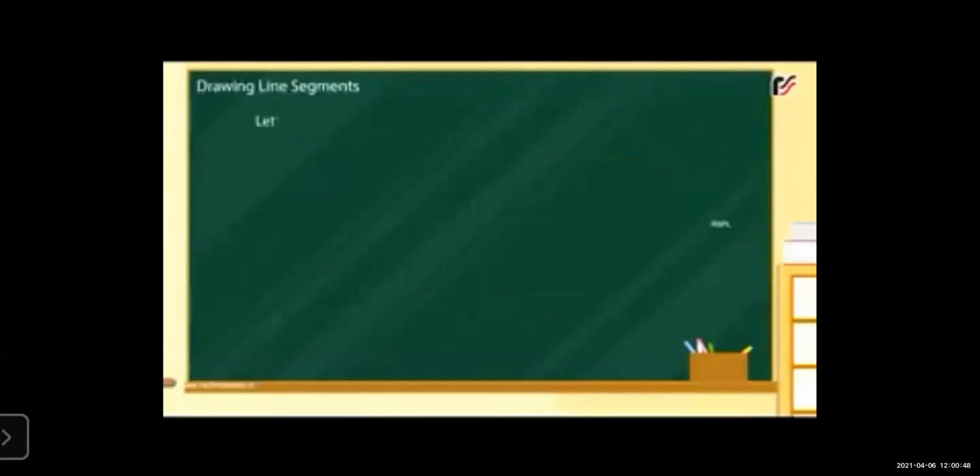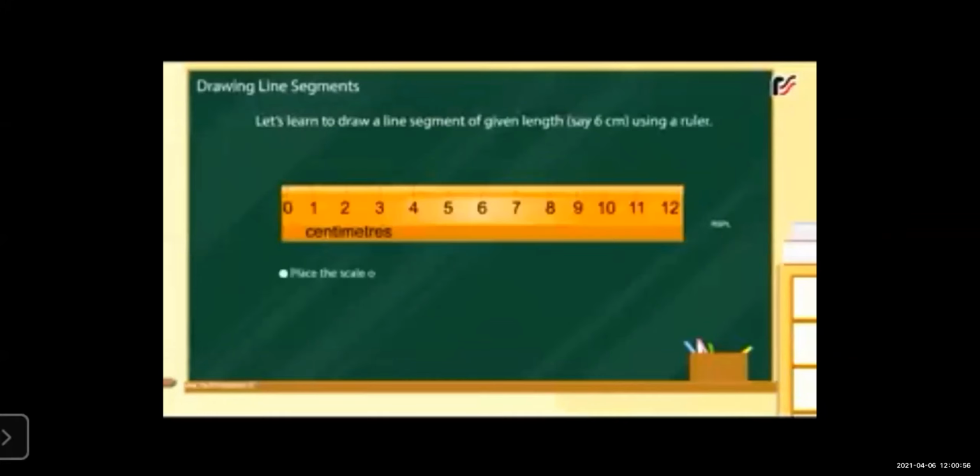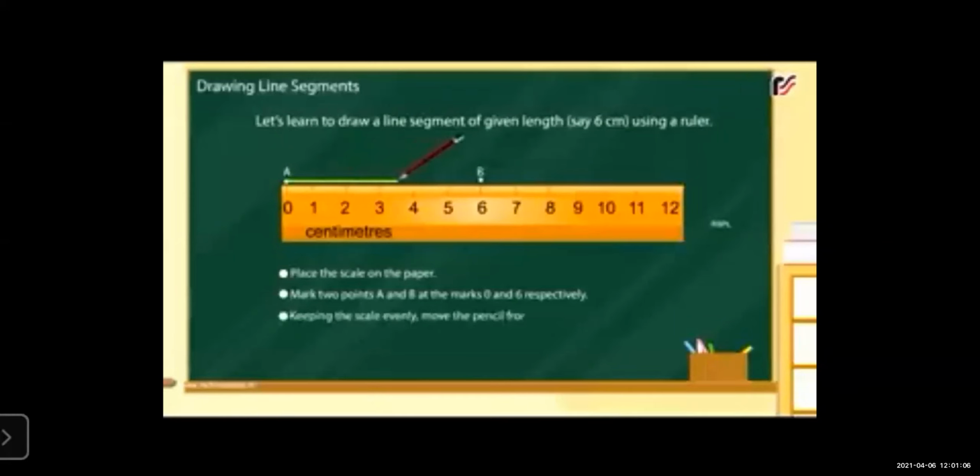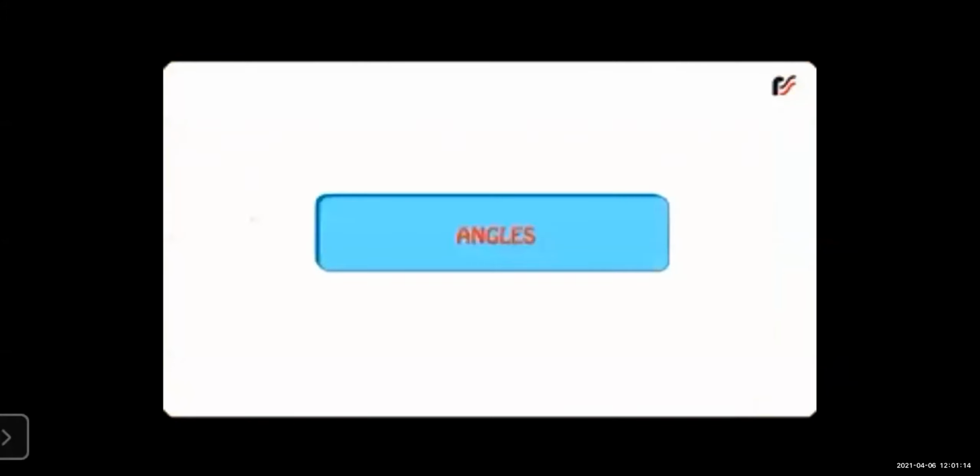Drawing line segments. Let's learn to draw a line segment of given length, say 6 centimeter, using a ruler. Place the scale on the paper, mark 2 points A and B at the marks 0 and 6 respectively. Keeping the scale evenly, move the pencil from A to B along the edge of the scale. The length of the line segment is 6 centimeter.